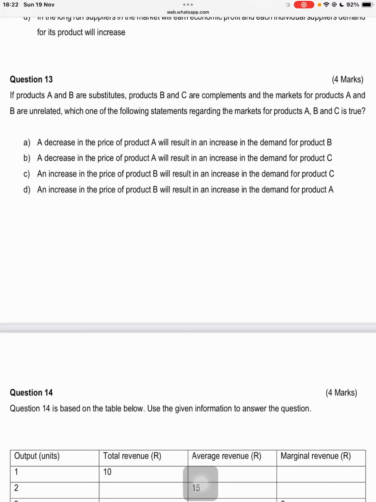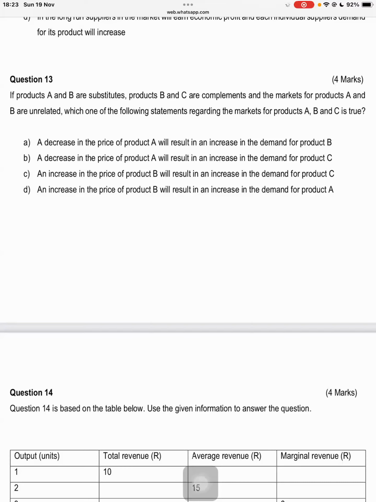Then we move on to option D. Option D states that an increase in the price of product B will result in an increase in demand for product A. So we're saying that when there is an increase in the price of product B, which is a substitute or an alternative to product A, the moment the price of that particular product increases, people would choose the cheaper alternative, which is product A. So therefore, that statement becomes true. Of those statements, the correct option is option D.